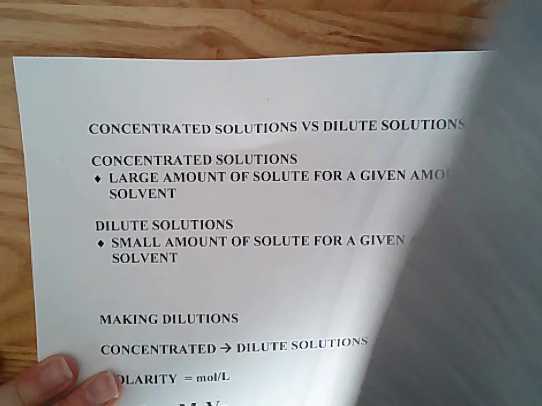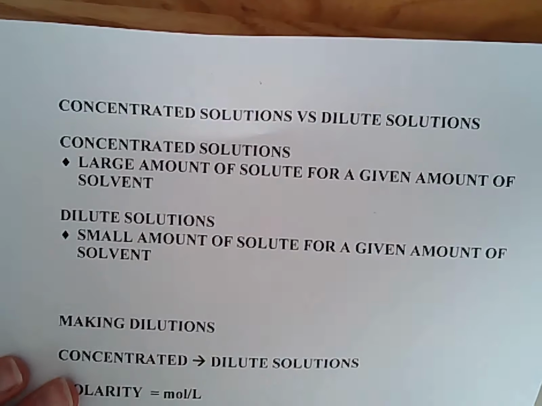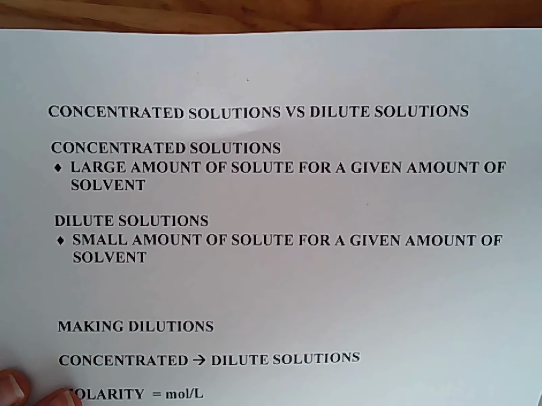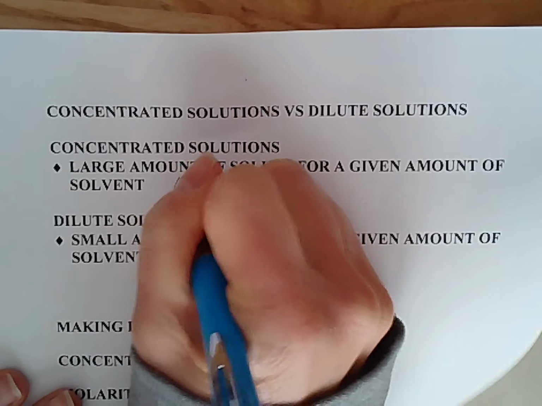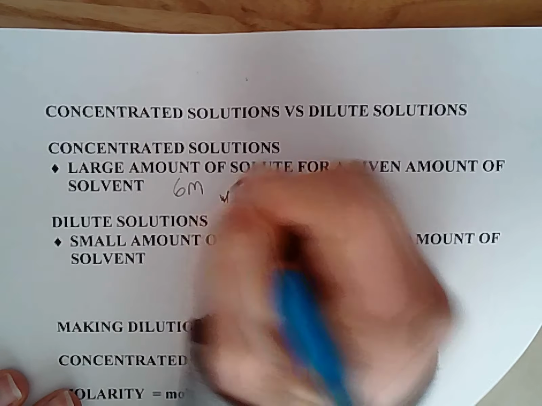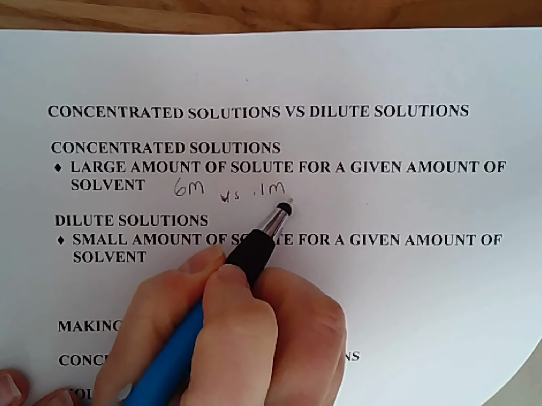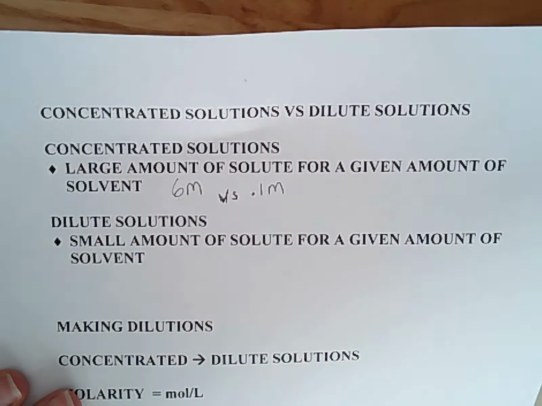Now, I can't really give you an exact number to say which one is concentrated and which one is dilute, but you could generally say that if you have a large amount of solute for a given amount of solvent, that's going to be more concentrated, and dilute is going to be a small amount in a certain amount of solvent. So it's really going to be a comparison. If I have a 6 molar versus a 0.1 molar, you are going to say that the 6 molar is concentrated compared to the 0.1 molar solution. So this is always going to be based off of molarity.